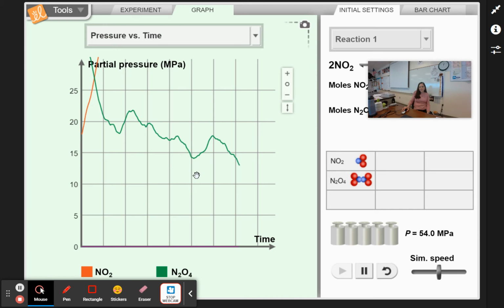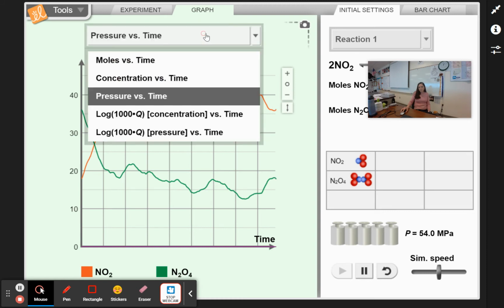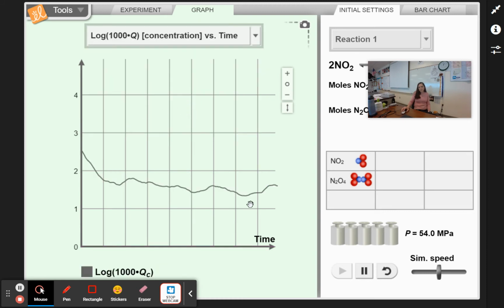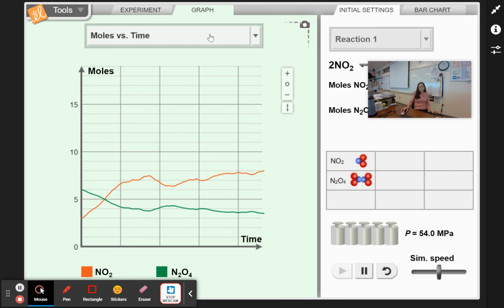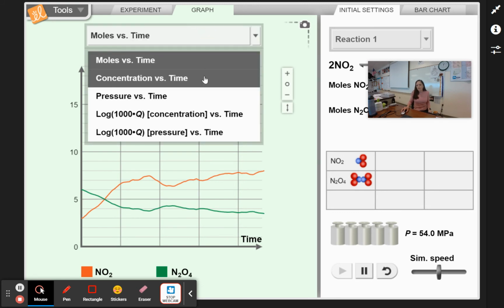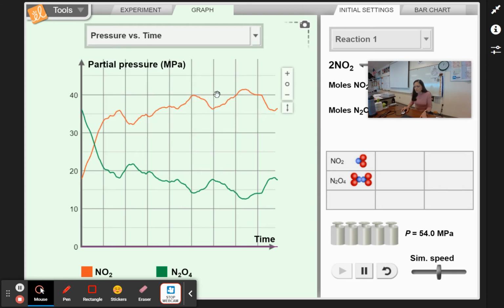So we'll notice that the nitrogen dioxide pressure has gone way up in terms of partial pressure, and the dinitrogen tetraoxide has gone down. We can scale this so that we can see this a little bit better. Now, these are logs, and we're not going to deal with the logs because that is an AP level, so you don't really need to pay attention to those graphs. But these first 3 graphs, moles versus time, concentration versus time, and pressure versus time, will be a good thing for you to look at, okay?